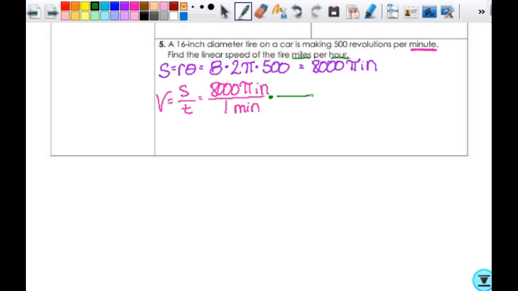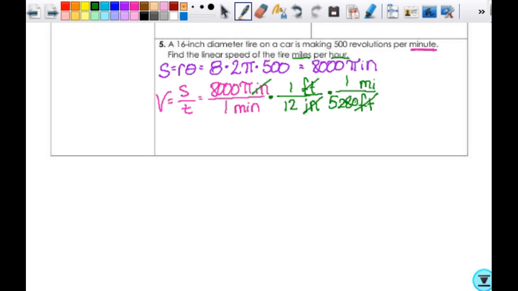I don't want to go directly to miles because I don't even know what that conversion is. I can go from inches to feet. If I want inches to cancel out, my inches have to be in the denominator. How many inches are in a foot? 12. So 12 goes here, 1 goes here. I don't want feet, I need miles. You should know how many feet are in a mile. If you don't, that's something you have to know. 5,280. So this feet has to cancel out, so it goes in the denominator. Miles are in the numerator. 1 mile is 5,280 feet.